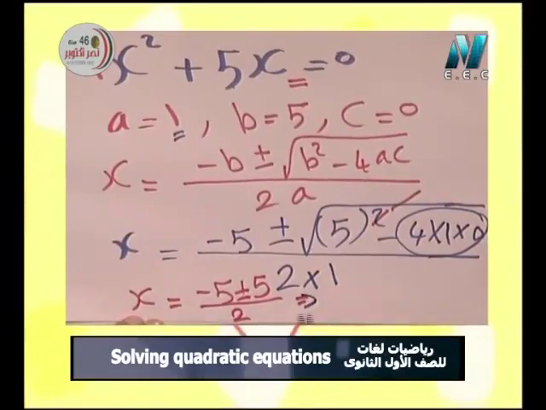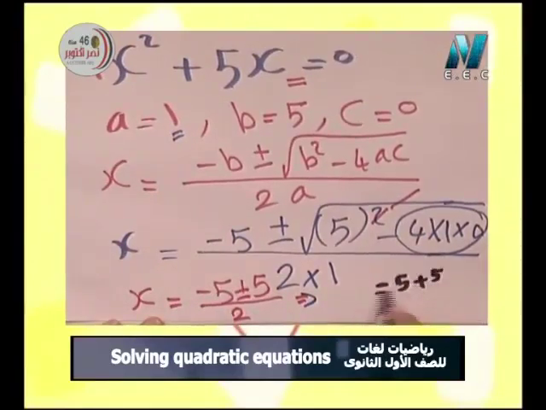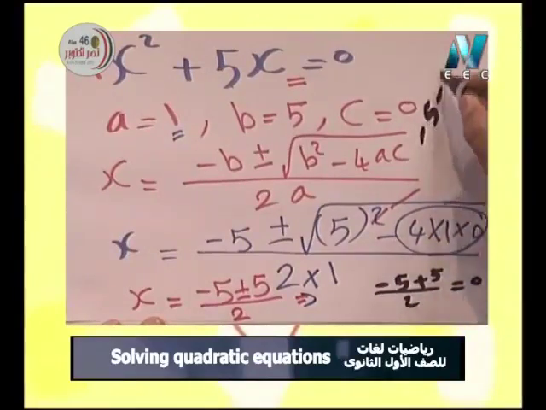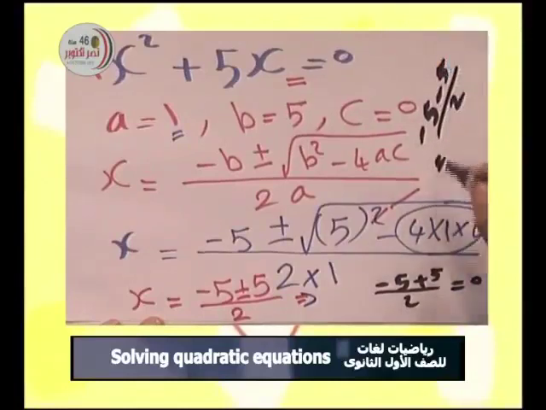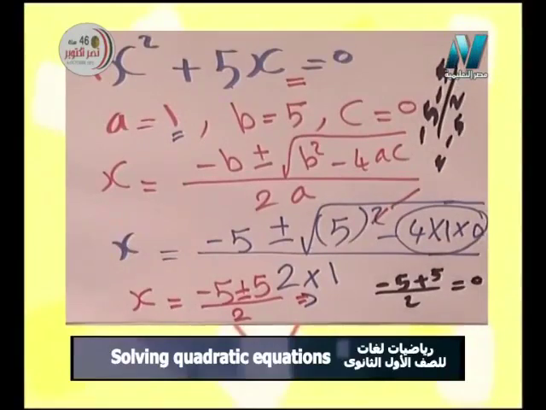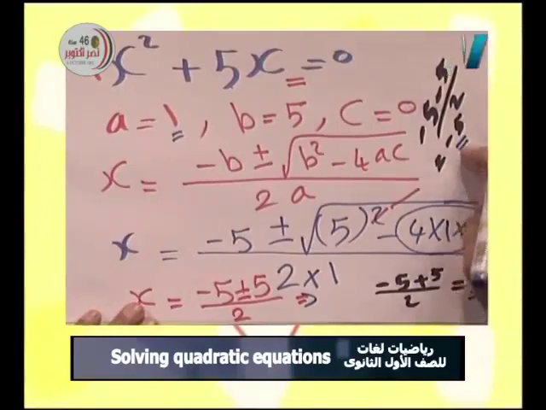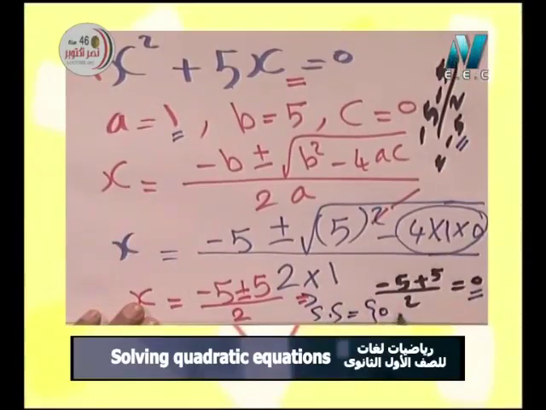We have here two values of x. The first value is x equals negative 5 plus 5 over 2, of course, equals 0. And negative 5 minus 5 over 2 equals negative 10 over 2, which means negative 5. So the solution set equals 0 and negative 5, because 0 and negative 5 are real numbers. Solution set equals 0 and negative 5.